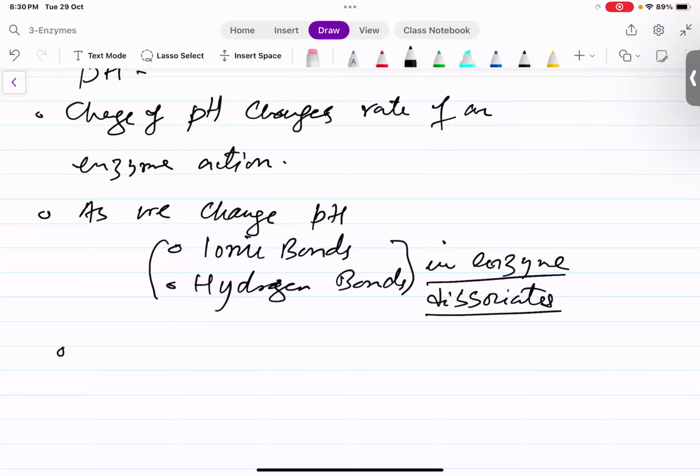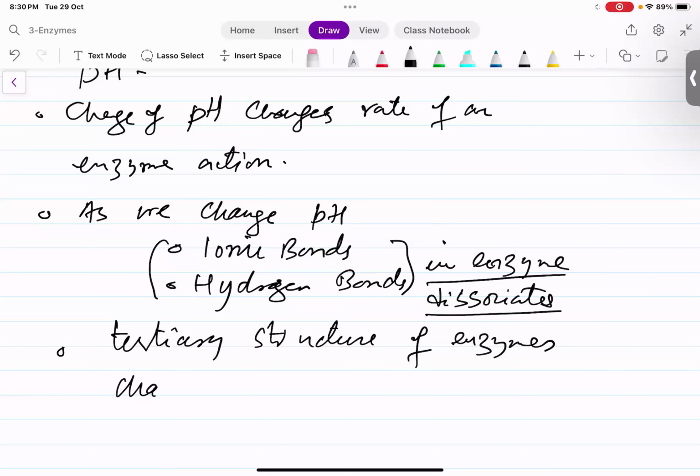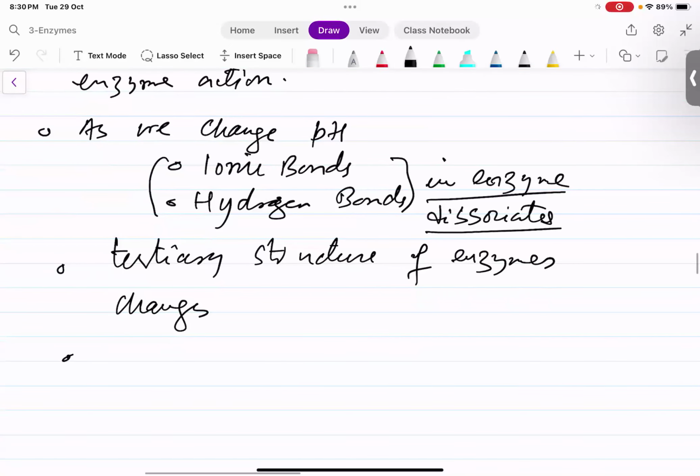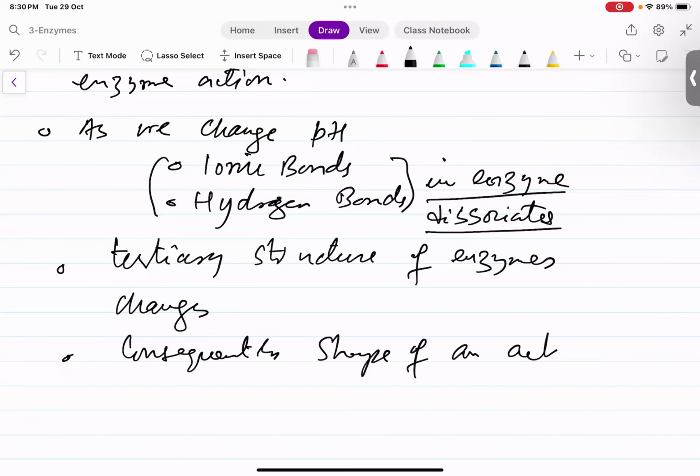of the proteins or the enzyme, tertiary structure of enzymes changes. So consequently, shape of an active site changes. So if the shape of an active site changes, an active site is no longer complementary to the shape of a substrate, obviously substrate will take longer to bind to an active site, and this would slow down the rate of an enzyme action.